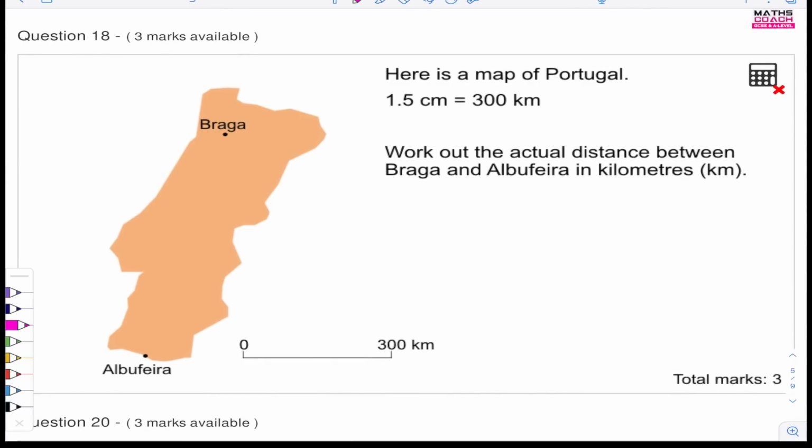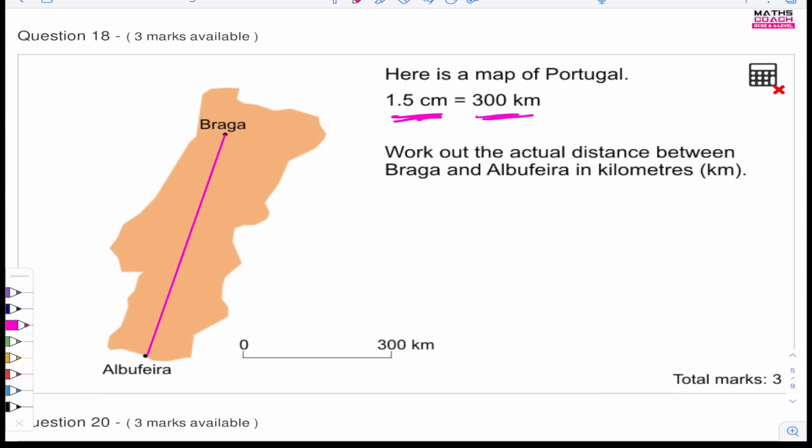Anyhow, where are we? So work out the actual distance between Braga and Albufeira in kilometers. Now, all you got to do, guys, is get a ruler and measure this. Obviously, I can't show you this because you can't see when I put a ruler against this. So measure this, and whatever you get in centimeters on your ruler, you know that 1.5 centimeters represents 300 kilometers. So let's say, for example, you get 3 centimeters.